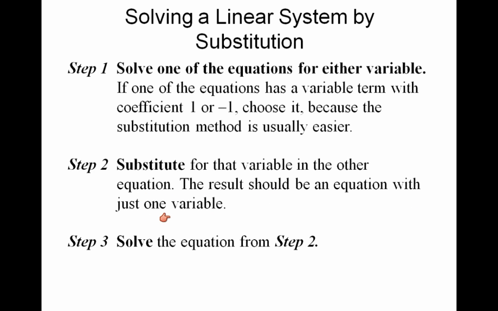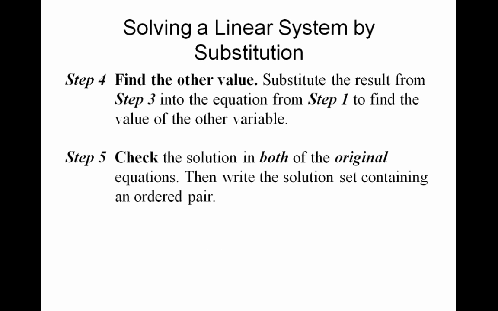Then step number 2, as we did, is to substitute for that variable in the other equation. The result should be an equation with just one variable, as you saw. Step number 3 is to solve the equation from step number 2, and then you find the other value. You substitute the result from step number 3 into the equation from step number 1 to find the value of the other variable, and then you want to check the answer at the end. Make sure the answer that you claim is the solution works for both equations.